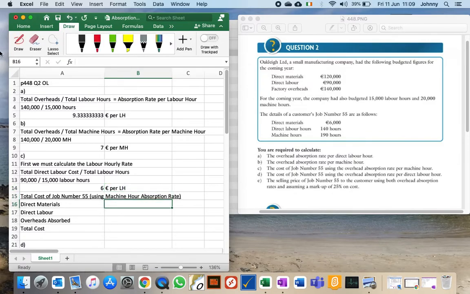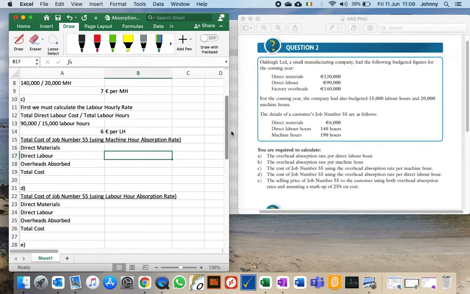So the total cost of the job in both cases. We're looking at costing the job using the machine hour and the labor absorption rate. In both cases, the materials cost is going to be the same and the labor cost will be the same. It's the way we share the overheads that will vary from job to job. So the materials in both cases is €6,000. The labor, well, there's 140 labor hours, and we worked out already that the labor rate is €6 per hour. So we'll have the same for both costings.